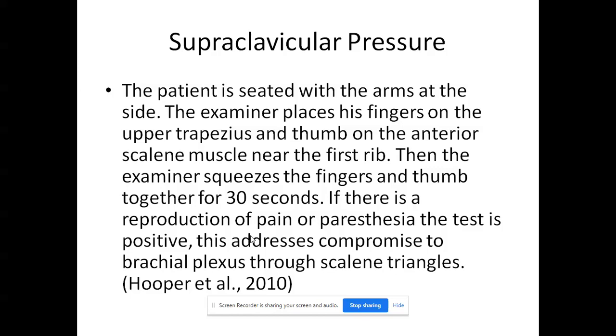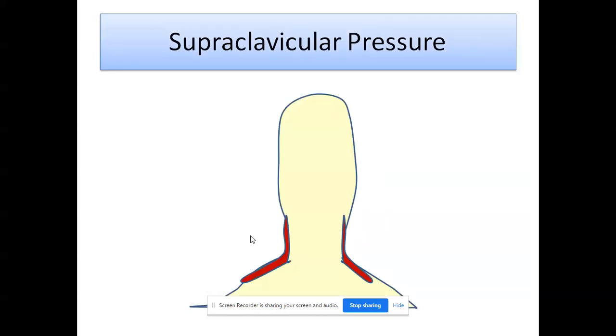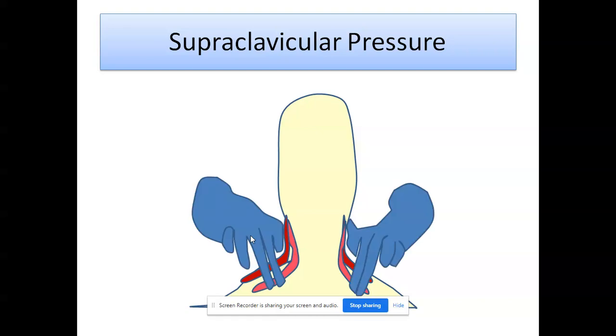The patient is seated with the arms at the side. The examiner places his fingers on the upper trapezius and thumbs on the anterior scalene muscle near the first rib. Here, in this test, the therapist can either stand in front of the patient or behind the patient. In the image, as you can see, this is a patient in seated position. The posterior muscle is upper trapezius, the anterior muscle is your scalene muscle. If the therapist is standing posteriorly to the patient, the index finger and the middle finger should lie anterior to the scalene, whereas the thumb should lie posterior to the upper trapezius.